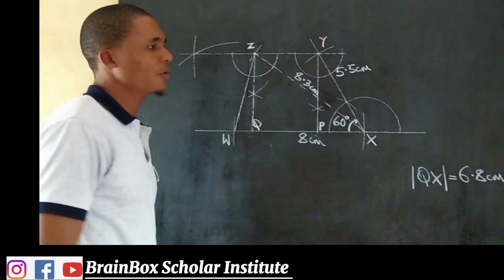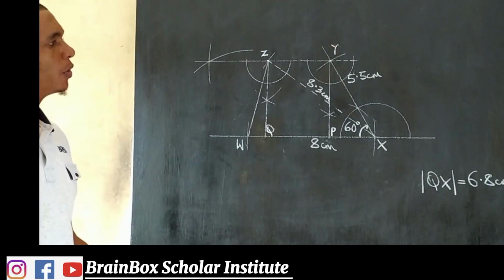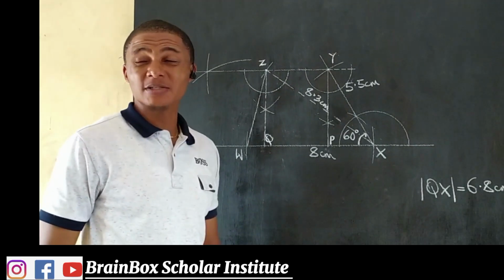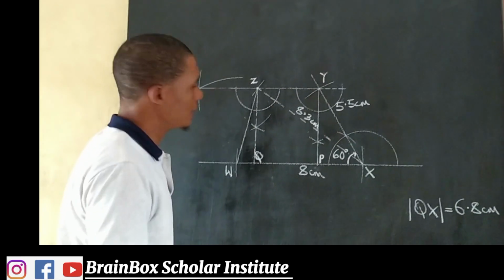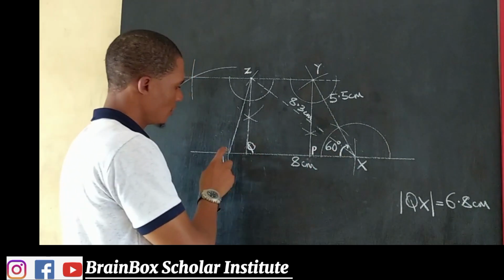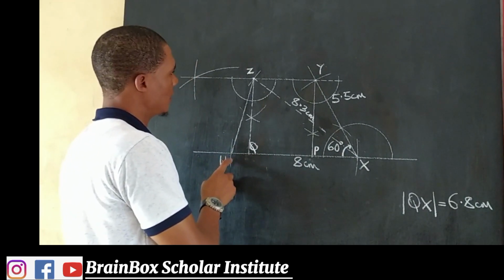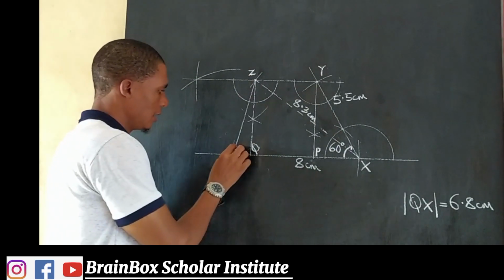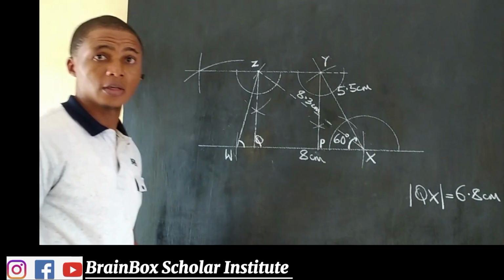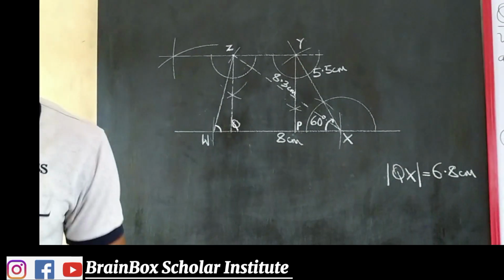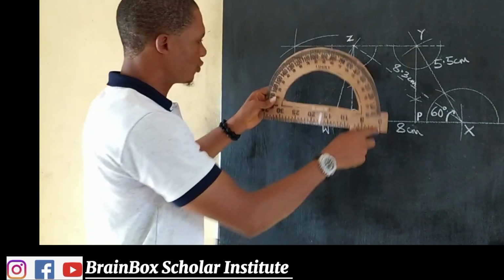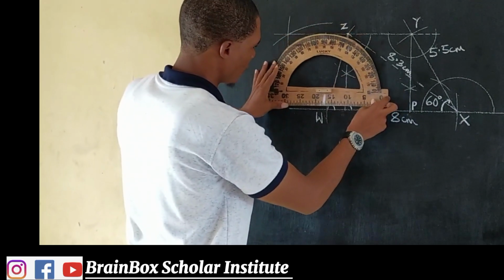They say angle XWZ. So where is my X? X. Where is W? W. Where is Z? This. So they ask you to measure this angle. Okay? Measure this angle. So you have your protractor. Watch it.